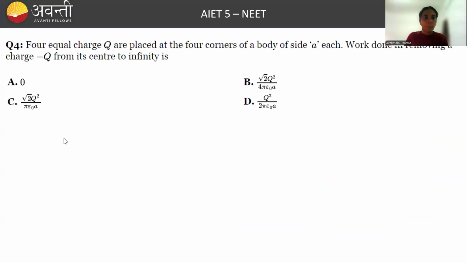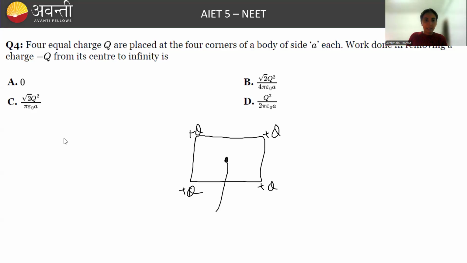Now, four equal charges Q are placed at four corners of a side of A each. So this is like this. And 4 plus Q charges are kept. Work done in removing a charge minus Q from its center to infinity. So there is a charge at minus Q and we have to remove it from here to infinity. So work done is equal to what? Charge getting removed into potential difference.